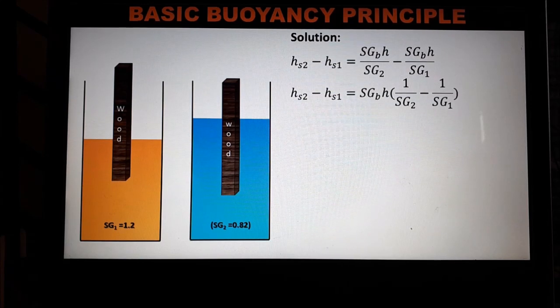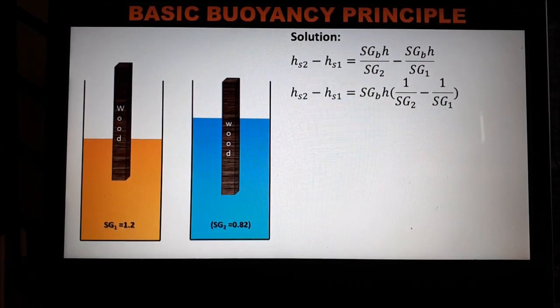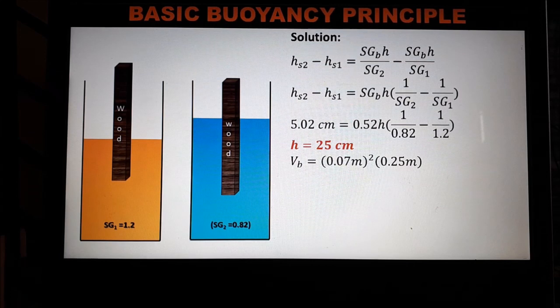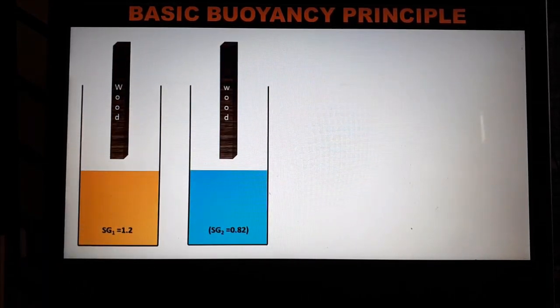So, factoring out the specific gravity of the block times the height, we'll come up with H_S2 minus H_S1 is equals to specific gravity of the block times the height multiplied by the quantity of 1 over the specific gravity of fluid 2 minus 1 over the specific gravity of fluid 1. So substituting the value, we'll come up with H is equals to 25 centimeters, or that is 0.25 meter. So the volume of the block therefore is equals to 1.225 times 10 raised to the negative 3 cubic meter.